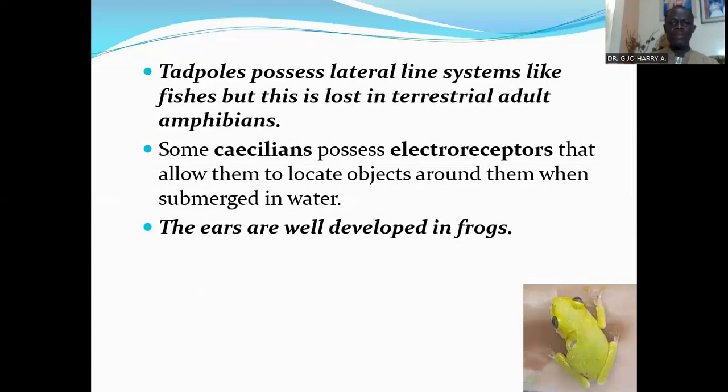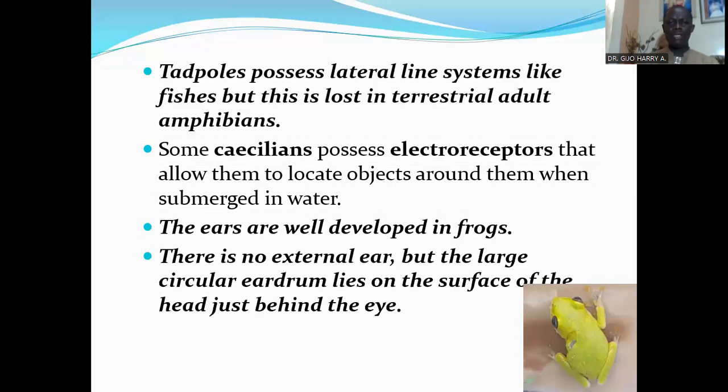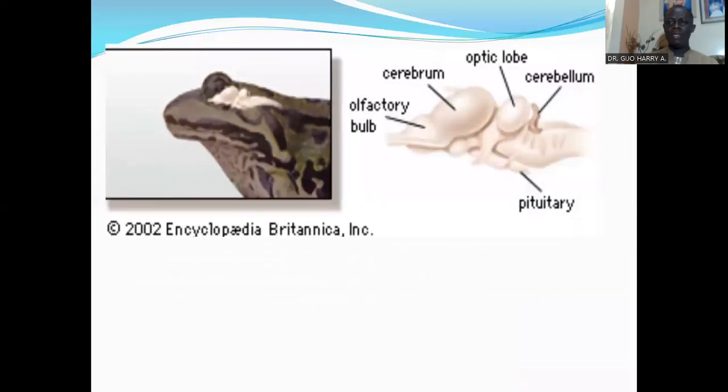The ears of amphibians are well developed, particularly in frogs, and they form the tympanic membrane. The tympanic membrane helps to receive auditory signals. There's no external ear, but the large circular eardrum lies on the surface of the head just behind the eye, and it's called the tympanic membrane. That helps it to receive auditory signals.